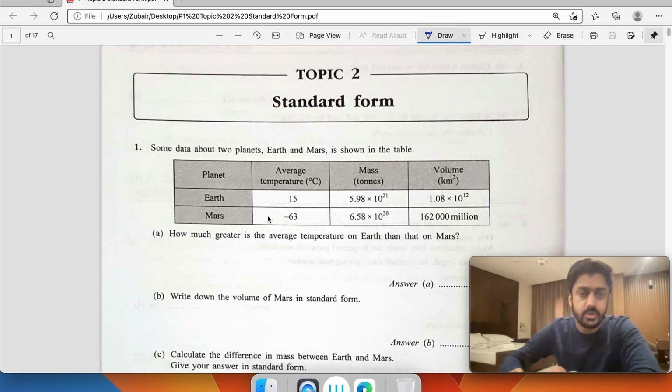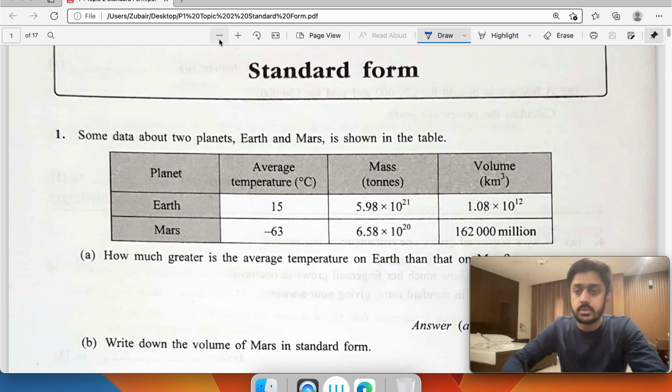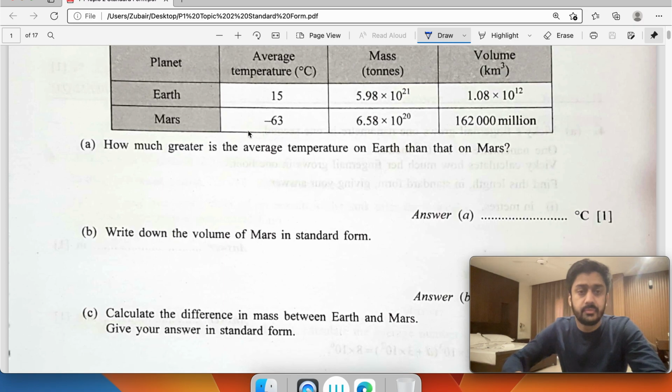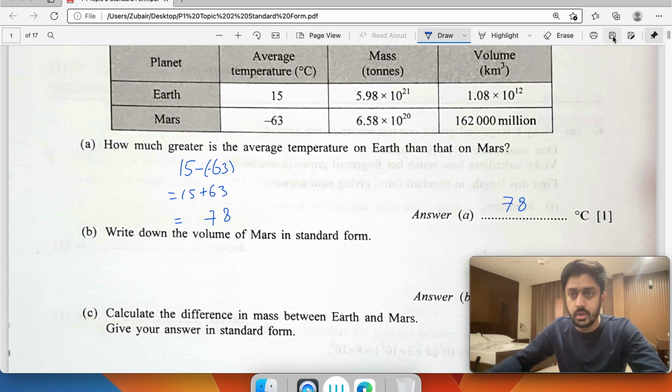So, question number one. Some data about two planets, Earth and Mars, is shown in the table. This is the data. How much greater is the average temperature on Earth than Mars? So, compare the temperatures. These are the temperatures, larger value minus the smaller value. So 15 plus 16, 33, and that's 358, 617, 78.